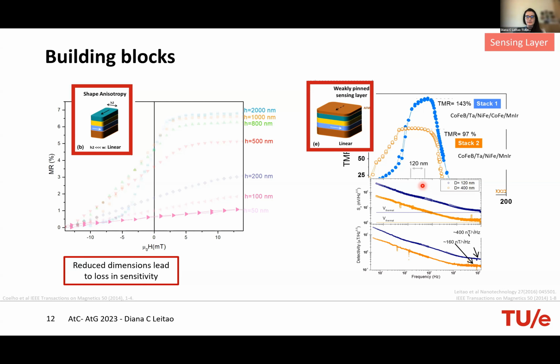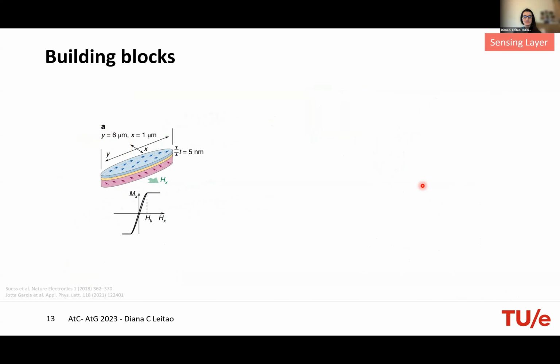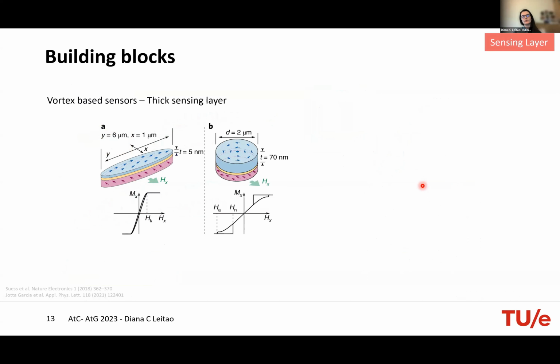So these are just some ideas, but recently, to tackle this problem, a solution was proposed that instead of using these quasi-single domain like structures, like the ones I showed before, we can now move and think about using a vortex domain state at the sensing layer. And in this case, we move from quite thin ferromagnets to quite thick ferromagnets, so that the magnetization can itself give rise to this vortex state in the free layer.